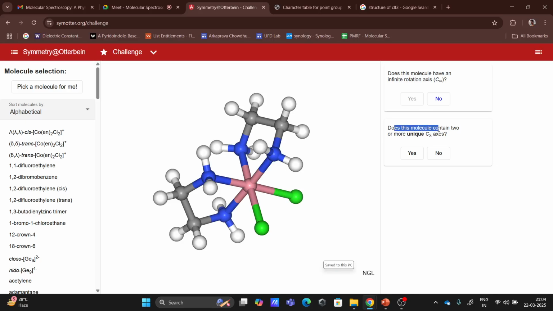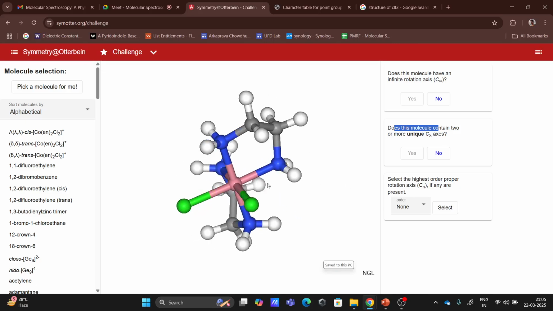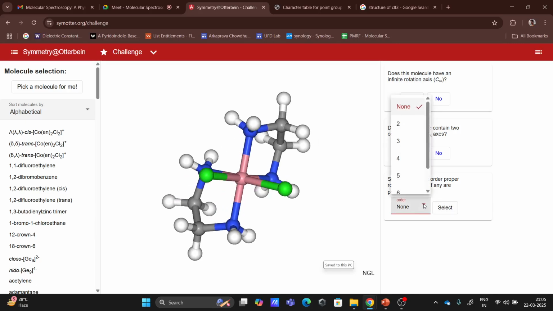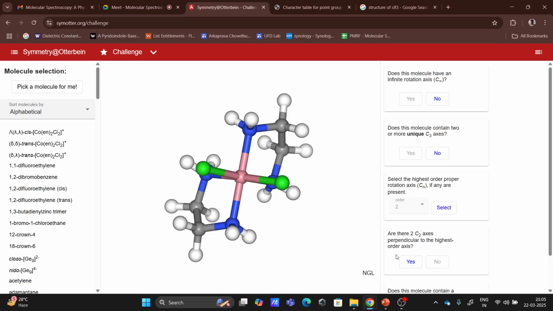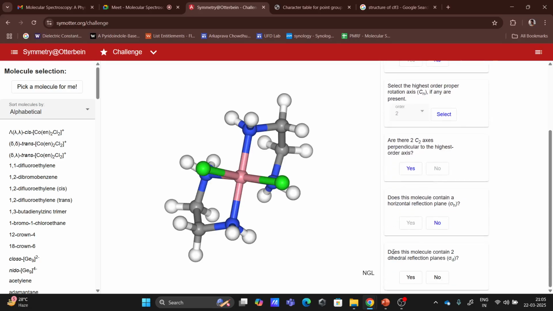Does this molecule have C3? You need to look at it. Then select the highest order of Cn possible. I think C2. I'm not sure if I have given the correct answer. Are there two C2 axes perpendicular? One by one, questions are coming. Does the molecule contain two dihedral planes? But you check it yourself.